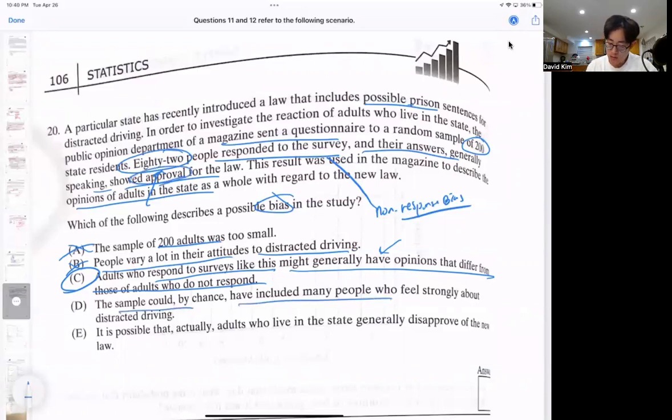The sample could by chance have included many people who feel strongly about distracted driving. D is also a good way of saying it, but then C is a better choice than D. It is possible that adults who live in the state generally disapprove of the new law. Again, that's too vague, and the best answer amongst C, D, and E is C for this one.